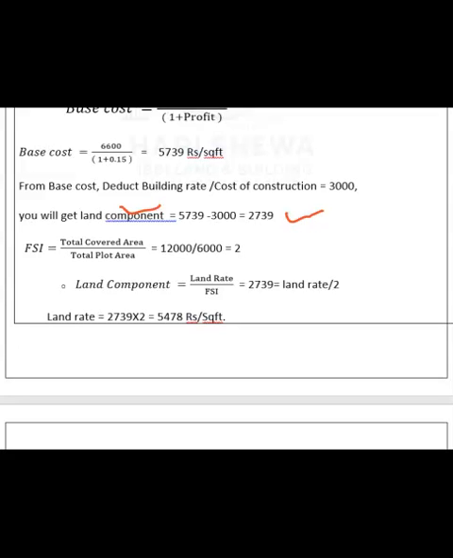Total covered area over total plot area. 12 flats into 1000 square feet, then 12,000. Total plot area 6,000, so FSI is equal to 2. So land component is equal to land rate upon FSI. So 2739 is equal to land rate divided by 2. Then the land rate will come 2739 into 2, 5478. This is the land rate by the development method, or say residual technique, that we have calculated.